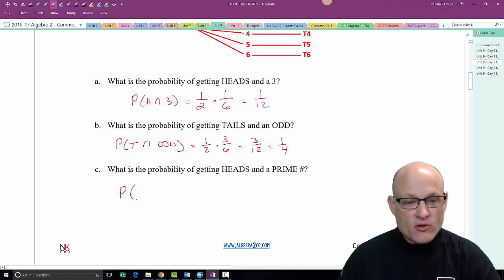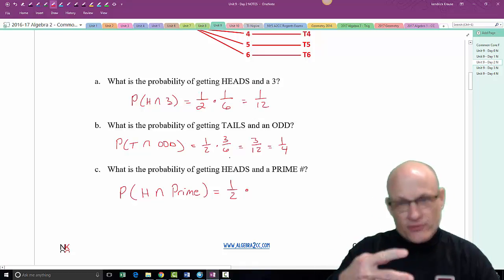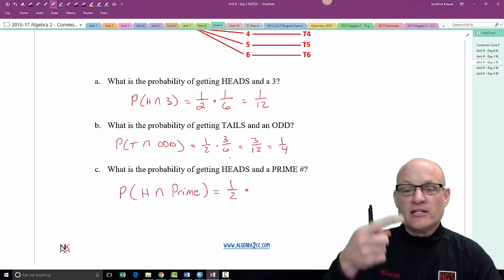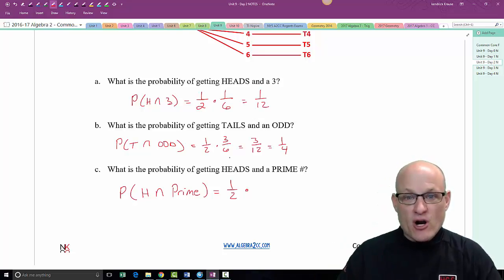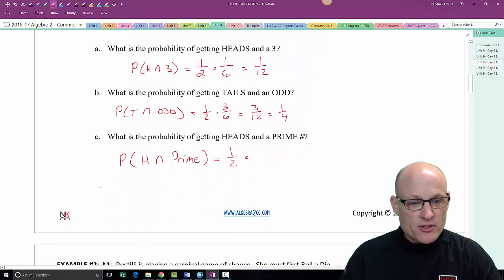What is the probability of getting heads and a prime number? Uh-oh. A new vocabulary word. Not a new vocabulary word, but a remembering vocabulary word. Prime number. Well, heads is easy. Prime is not, because everybody forgets. Now, prime, the definition of prime is a number that has exactly 2 factors. Exactly 2 factors. 1 is not prime. It only has 1 factor.